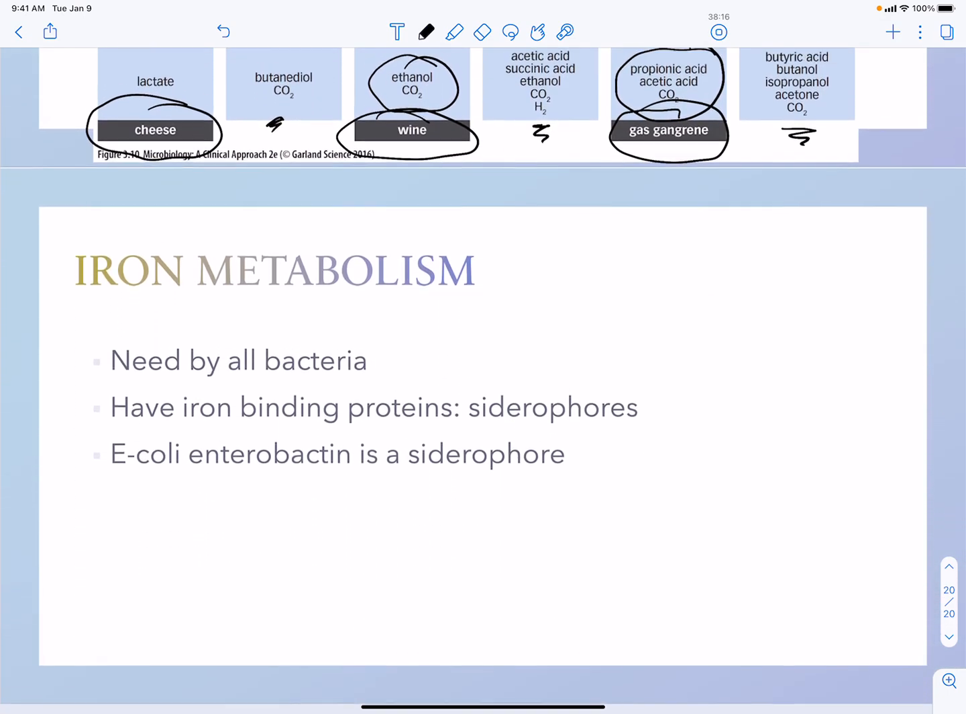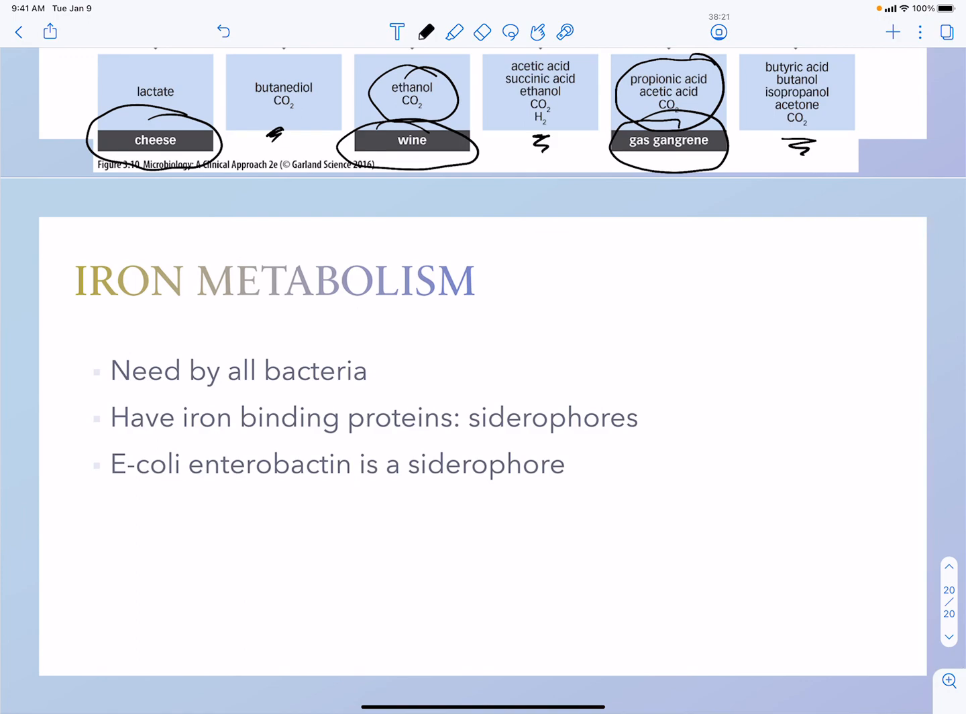And then just a little note about iron metabolism. Iron is needed by all bacteria, and so when they get into a niche, such as our bodies, they are actually going to produce iron binding proteins called siderophores. And E. coli enterobactin is an example of a siderophore. E. coli will actually release this enterobactin. It will go into our bodies, bind up iron, and return back to the E. coli and deliver that iron. And so that's just very important for bacteria metabolism.